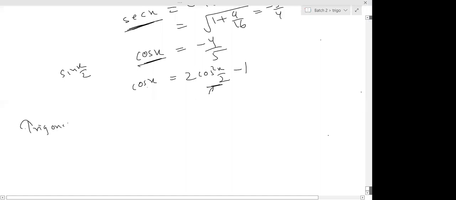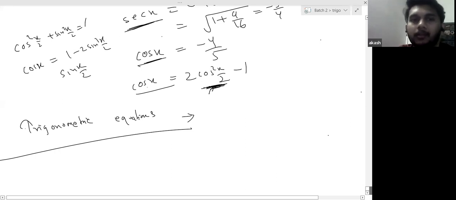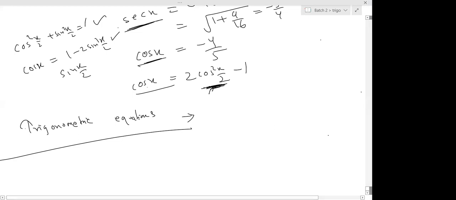Trigonometric equations. Sir, can you show how to find sine also? All right. If you find cos x by 2 from here, put the value of cos x, so you will find the cos x by 2. Now you can use this formula cos square x by 2 plus sin square x by 2 is equal to 1. Or you can use cos x is equal to 1 minus 2 sin square x by 2, the half angle formula. In any of the formulas, you'll get the same answer. All right.